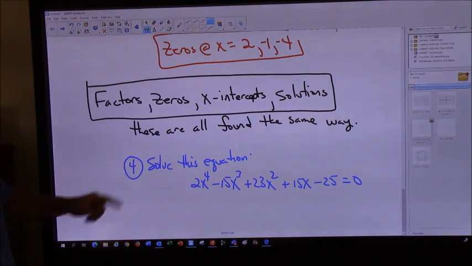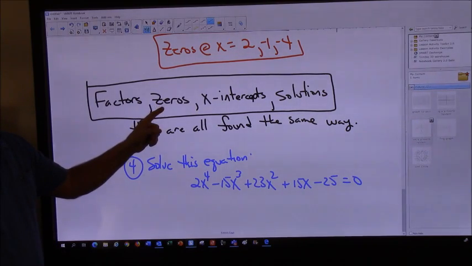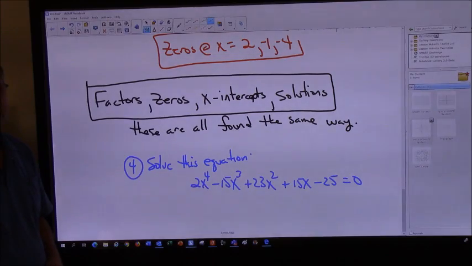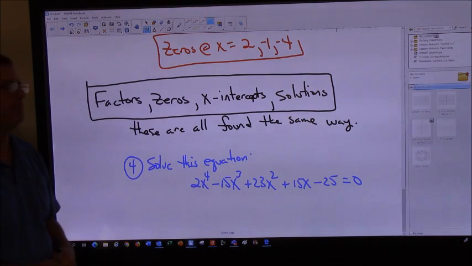I want you to solve this equation, which really means we're looking for zeros. Okay? Where is this whole thing equal to 0? You guys go ahead and try it.